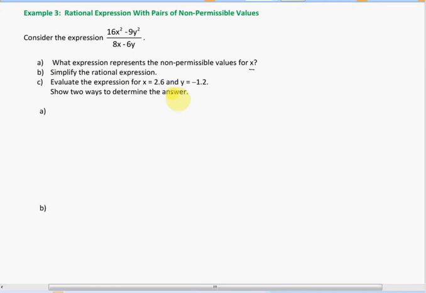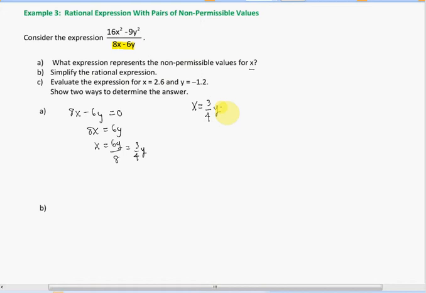So to start with, let's take a look at our non-permissible values for x. Our denominator is 8x minus 6y, and we want to make that equal to 0 and solve for x, because we want non-permissible values for x. And we get that x is equal to 6y over 8, which reduces to 3 over 4y. So x is equal to 3 over 4y is our non-permissible value.